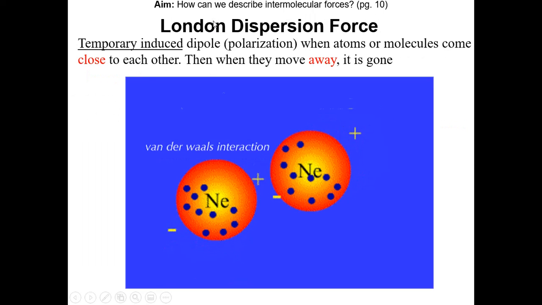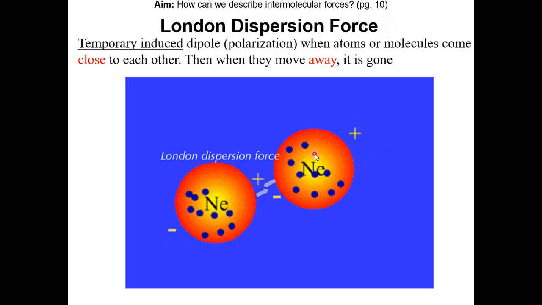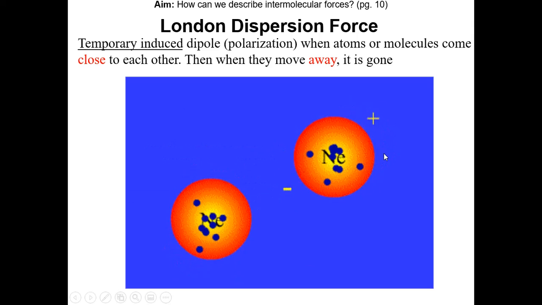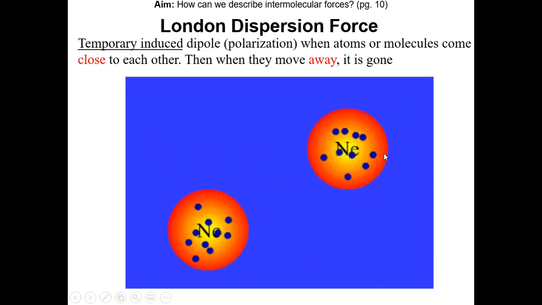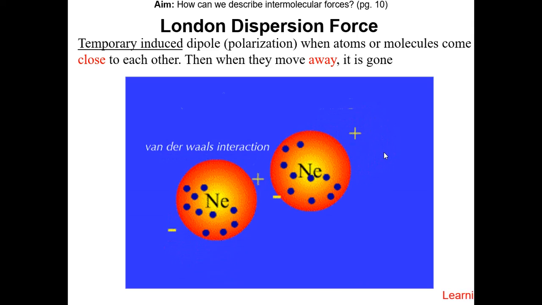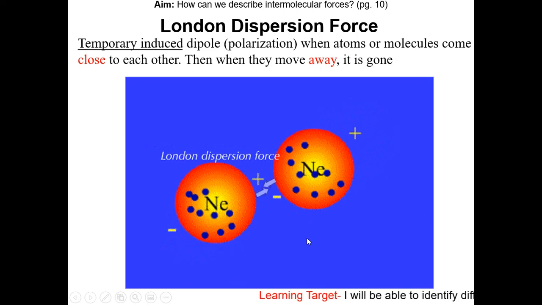The last intermolecular force that we're going to cover is the London dispersion force. It's a temporary induced dipole when atoms and molecules come close to each other. Then when they move away, it is gone. In this example, we have two neon atoms. Notice that the electron density shifts when they come together. If one side has a high electron density, it becomes partially negative. Then the other side becomes partially positive. So you can see the opposites attract, and that is the London dispersion force.